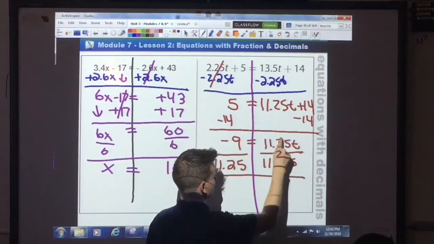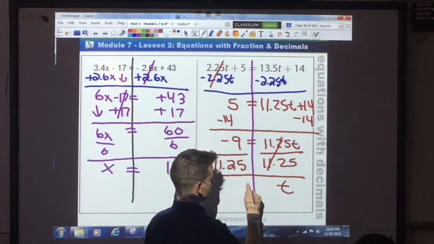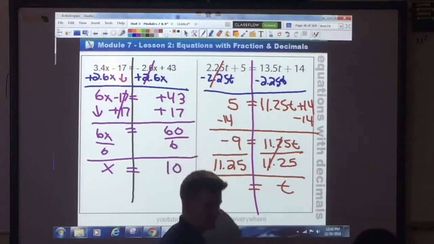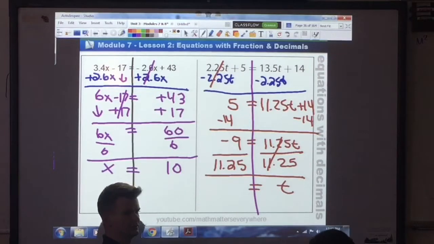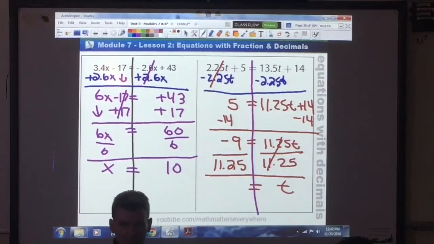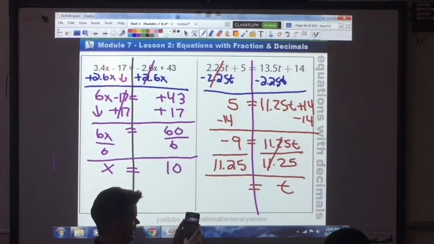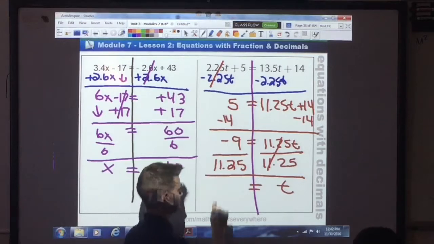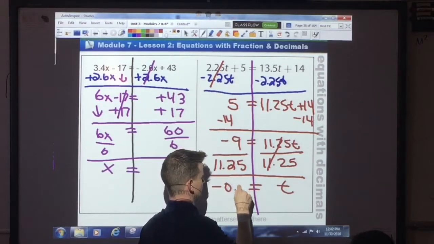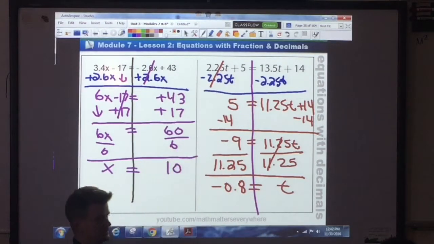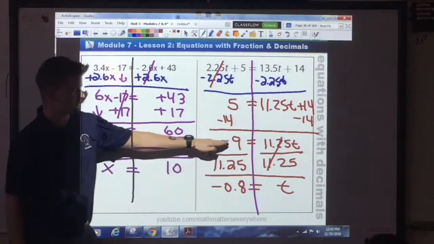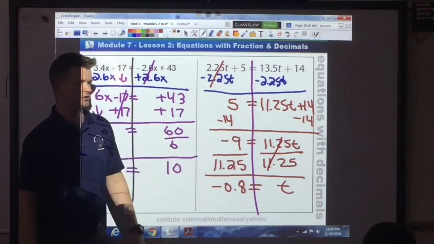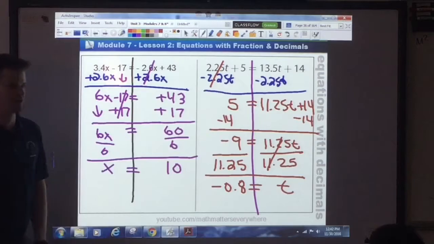11.25. That will cancel. Then you need t over here, guys. What's 9 divided by 11.25? 0.8. 0.8, right? So we got 0.8. If you do this correctly, 9 divided by 11.25 equals 0.8, but don't forget that's a negative, so it becomes negative 0.8. That is what t equals. Remember, this goes into your calculator first. 9 divided by 11.25. Don't forget that's negative. Any questions on this?